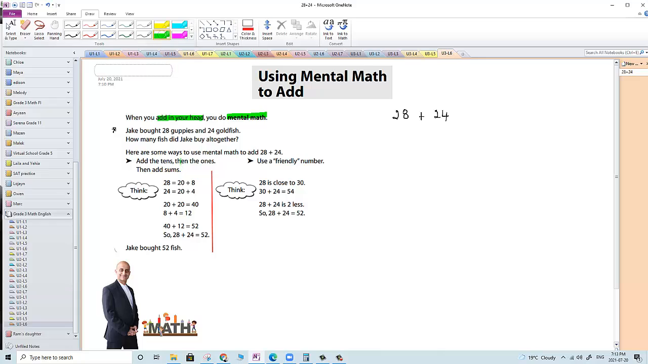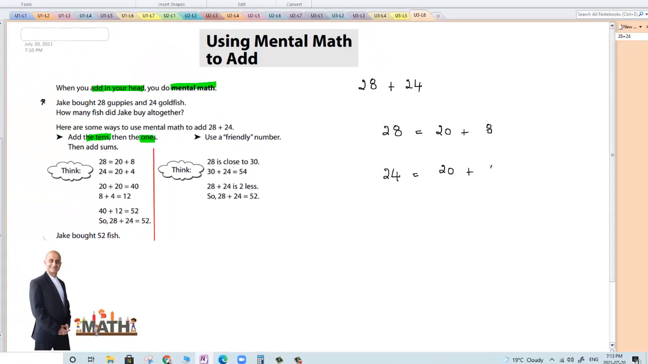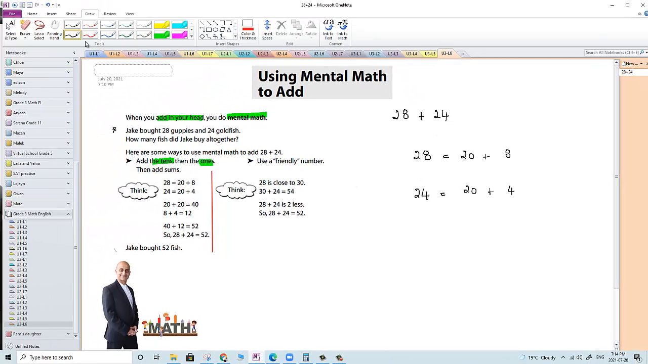The first strategy that we can do is to take care of the tens and to take care of the ones, and we add all together. So the 28 by itself, if I break it down, is 20, 2 tens, and 8. And the 24 in my head, if I break it down, is 20, which is 2 tens, and 4. So I take care of the tens. I have 2 tens here and 2 tens here. That means 20 and 20 means 40.